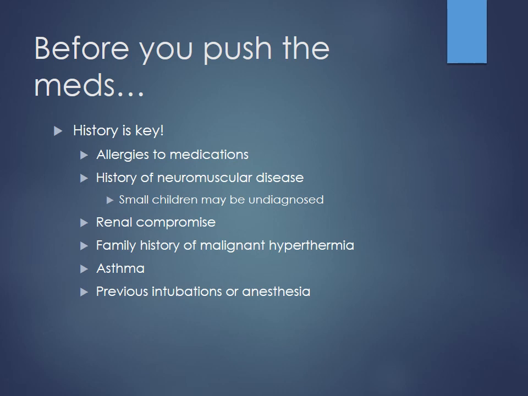Small children can be a problem because they oftentimes may be undiagnosed for some of their musculoskeletal issues. This is things like Duchenne's muscular dystrophy, things like ALS, things like that. We'll talk about why that's important a little bit later. Also, if they have renal compromise. If they have a history of malignant hyperthermia, you do want to figure that out and see if anyone's had bad reactions to anesthesia previously or succinylcholine. You want to find that out. If they're asthmatic, and also if they have any previous intubations or anesthesia, what were their responses to that? There are certain drugs they do better with than others. These are all good things to figure out before you try to sedate them.